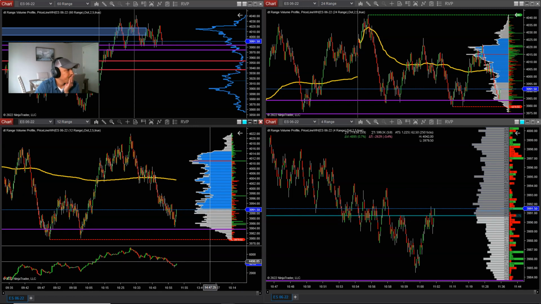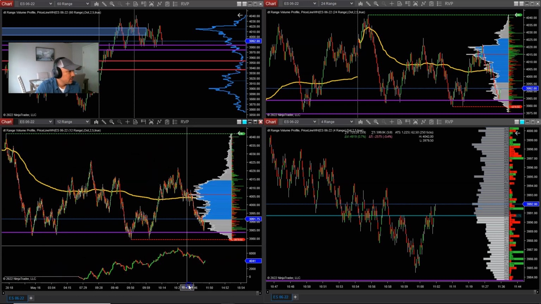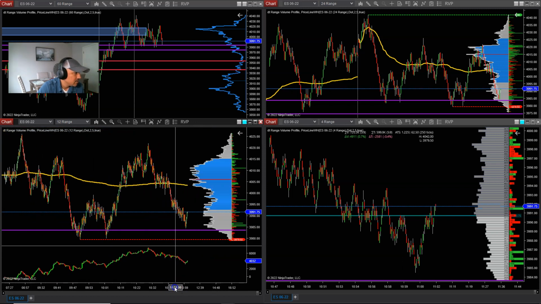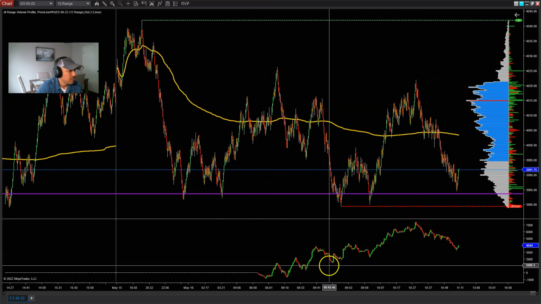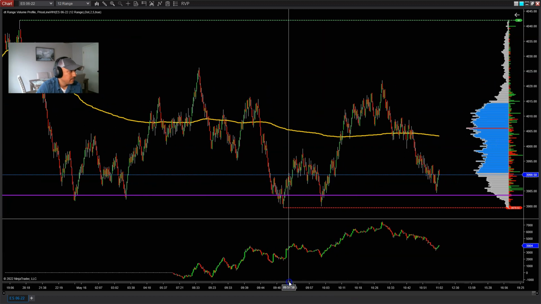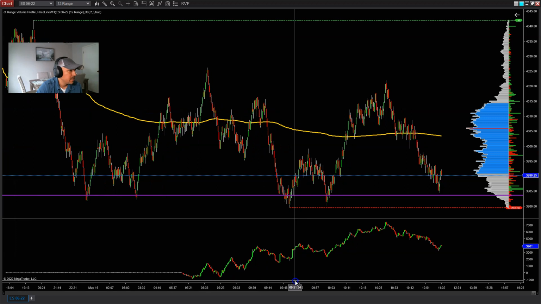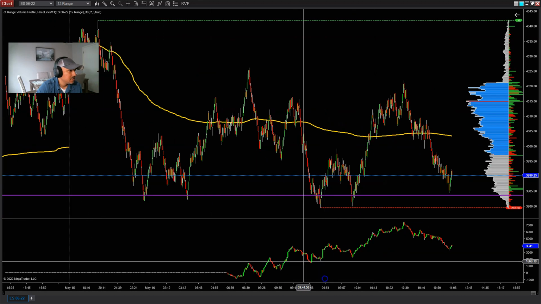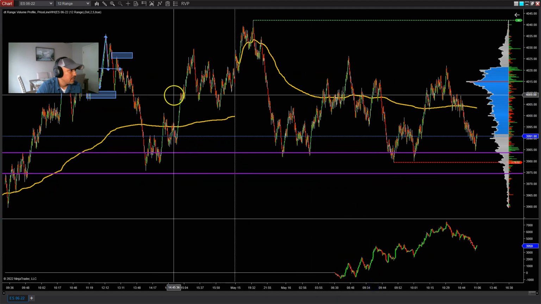A little difficult, especially when it's trading sideways like this. It's hard to really get an understanding of market structure, because price is really not taking out any highs or lows. You see it just chopping sideways here, and that's all it's doing.